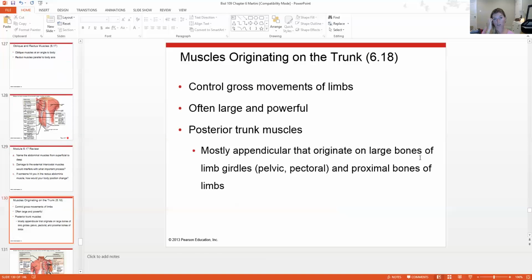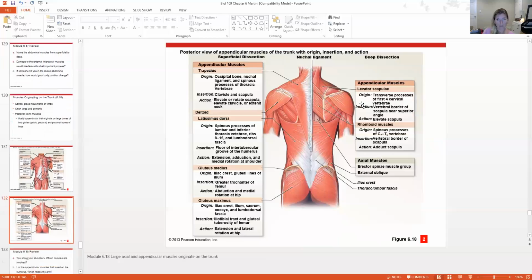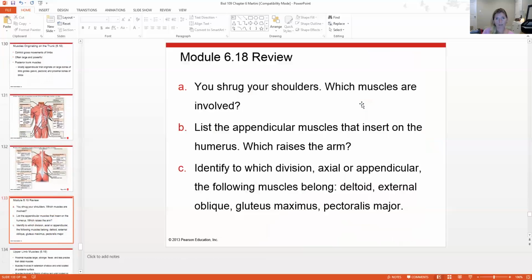Muscles originating on the trunk will help move the limbs. They are usually very large and powerful, and they can help hold our appendices, hold our limbs in place. So these would be things like these large pectoral muscles or deltoids, etc., trapezius, all originating on the axial skeleton but inserting on the appendicular skeleton. And this is some questions that you can go back, pause the video, and review.